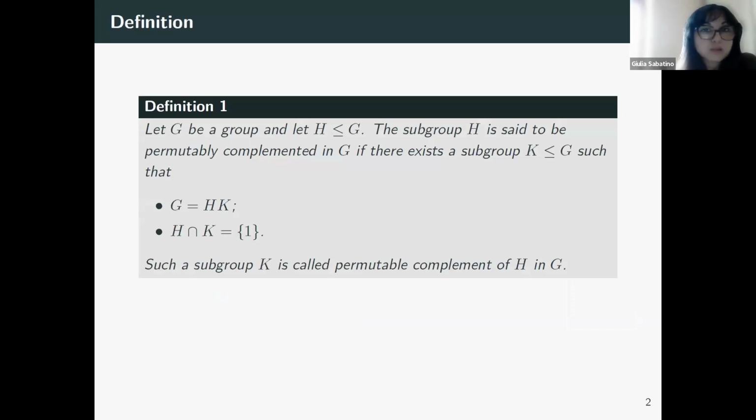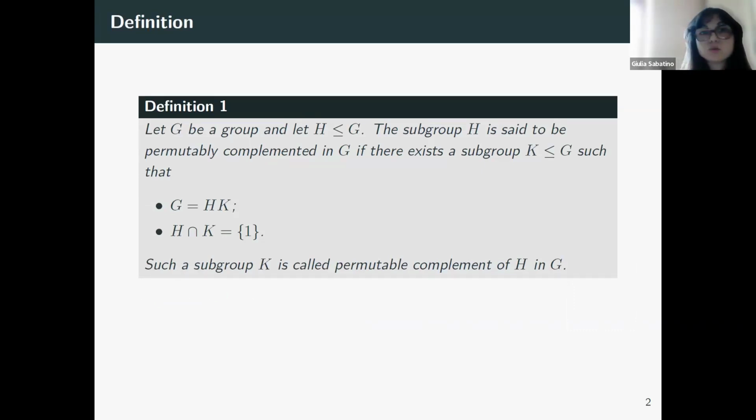Let G be a group and consider H a subgroup of G. H is said to be permutably complemented if there exists a subgroup K such that G is equal to the product H times K and H intersection K is trivial. Such a subgroup K is called a permutable complement of H in G.